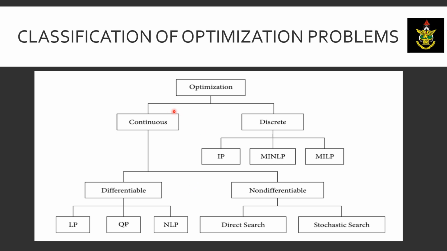This diagram here shows the steps involved in computer optimization, the roots of computer optimization, and the specific stages in computer optimization. We have the optimization itself, continuous and discrete. The discrete is made up of the IP, MINLP, and MILP, and the continuous is made up of the differentiable and non-differentiable. So all this comes together to form the process called computer optimization.